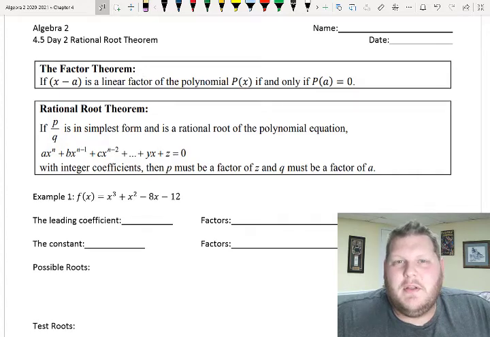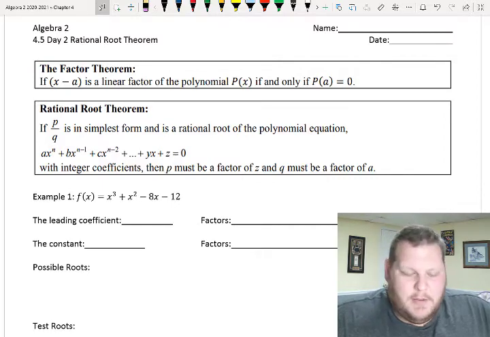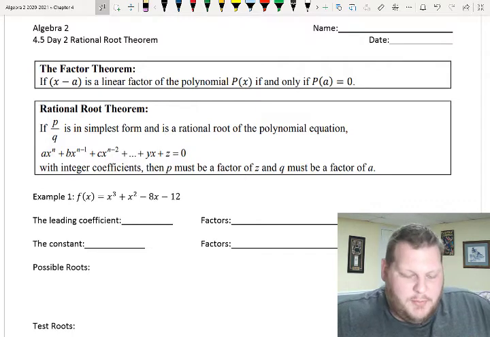Hey guys, today we are looking at 4.5 day 2, which is all about the rational root theorem. We're actually going to take a look at three different theorems today: our factor theorem, our rational root theorem, and then our complex conjugate theorem. So a lot of information. Let's go ahead and jump right in.